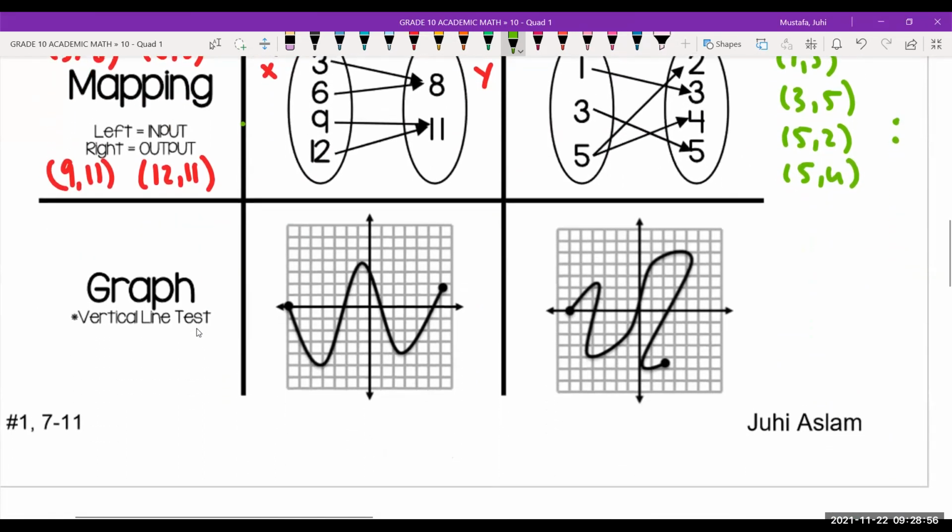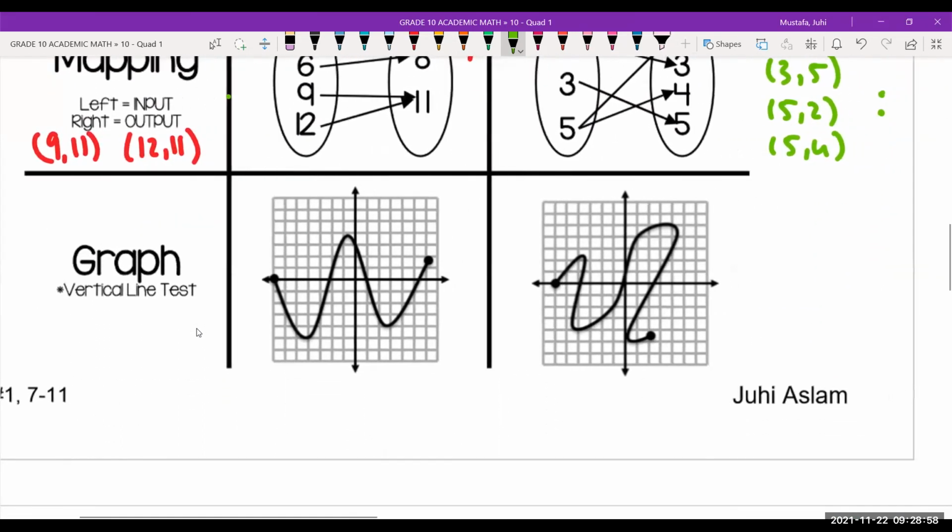All right, finally, my favorite part, the graph. Here is a graph of a function, and here is a graph of something that is not a function. How can we tell if it's a function or not? There is something called the vertical line test, and it's not complicated.